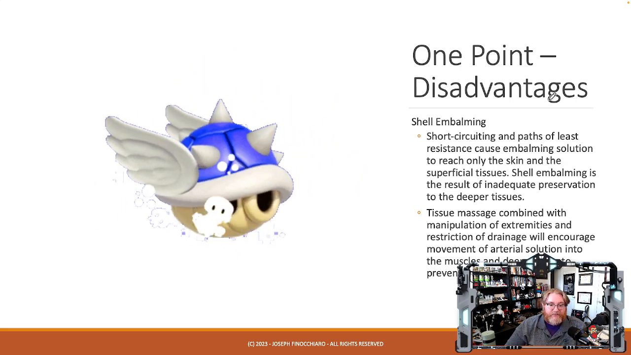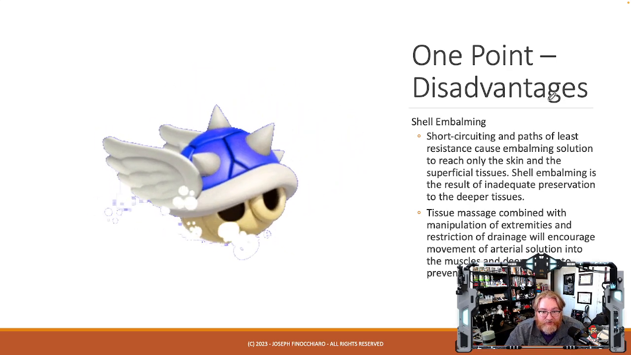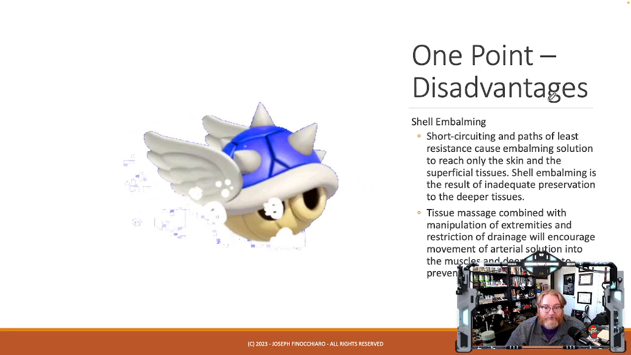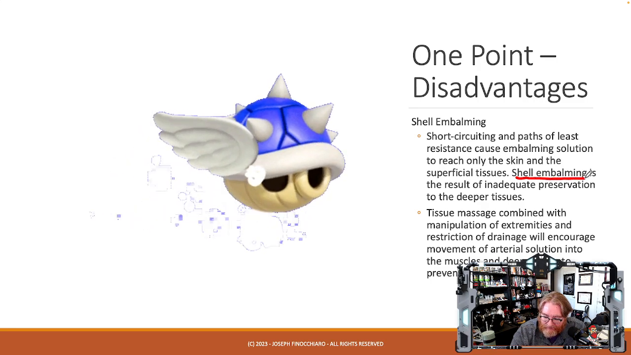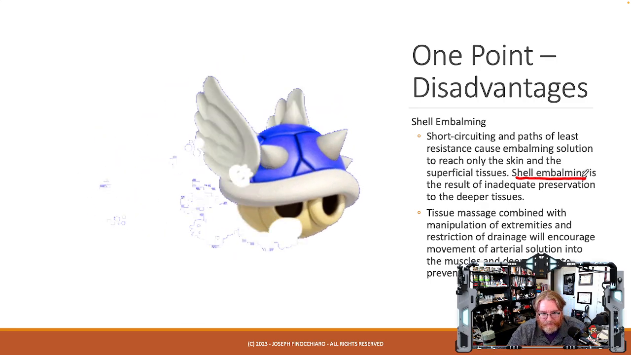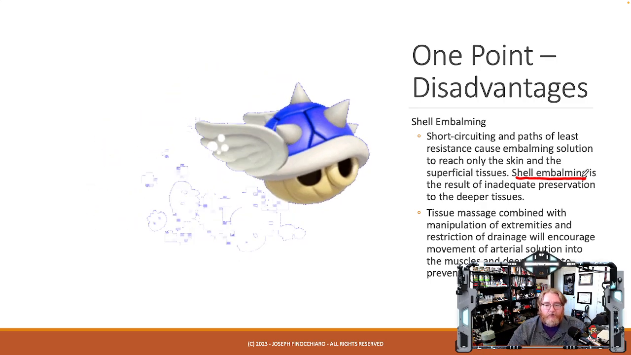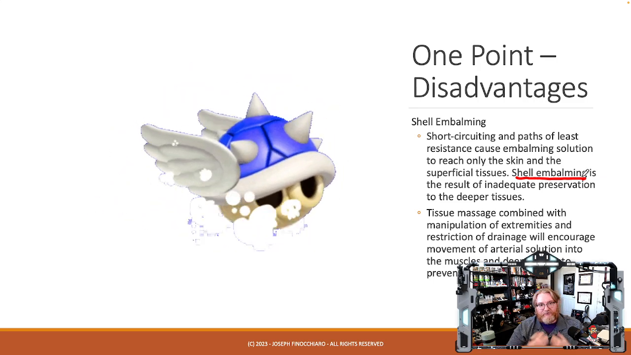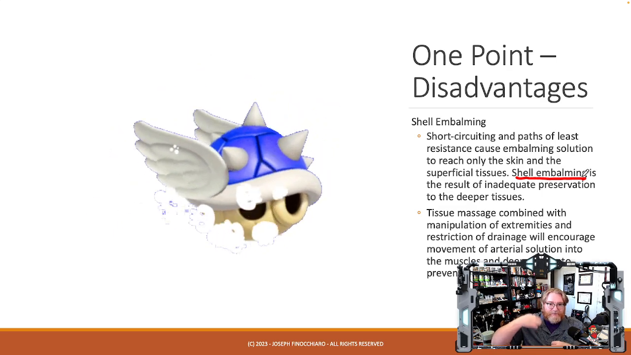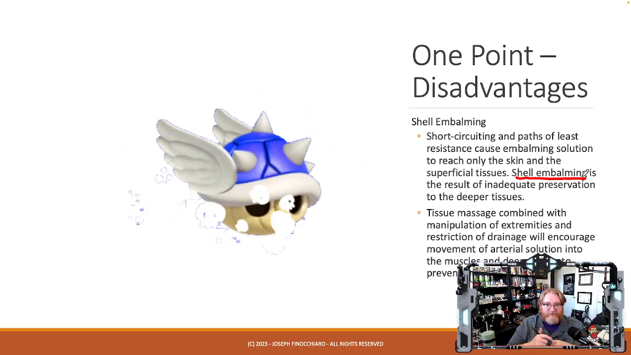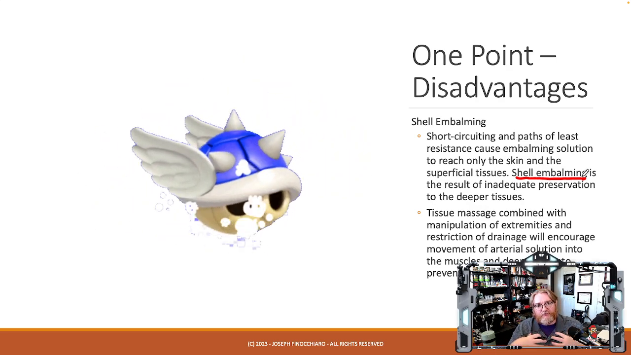Short-circuiting and paths of least resistance cause embalming solution to reach only the skin and the superficial tissues. Shell embalming is the result of inadequate preservation to the deeper tissues. So now we have something called shell embalming that is associated with short-circuiting. What is happening is, if you have blockages especially, you'll just recirculate in the same exact area. You'll start getting all sorts of nice color, but what you're not getting is anything underlying actually preserving.